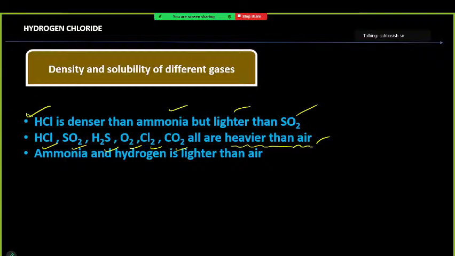Ammonia and hydrogen are lighter than air. Nitrogen is almost as heavy as air; they have nearly the same density.